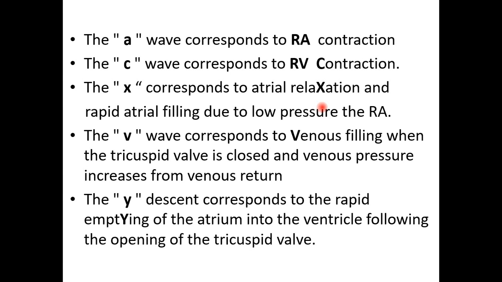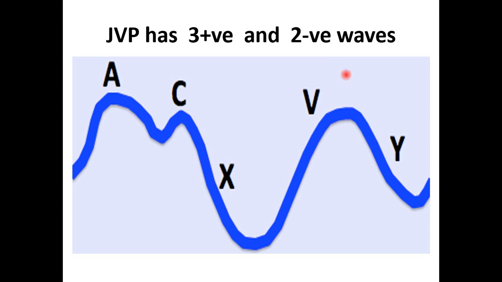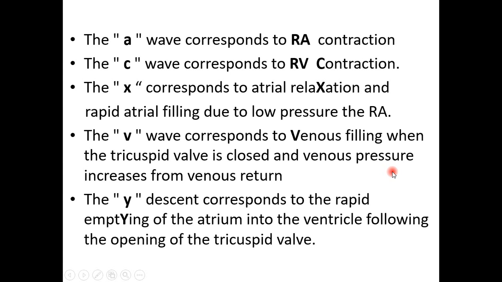The Y descent corresponds to the rapid emptying of the atrium into the ventricle following the opening of the tricuspid valve. The Y descent: this is the closure, and this is the opening of the tricuspid valve.